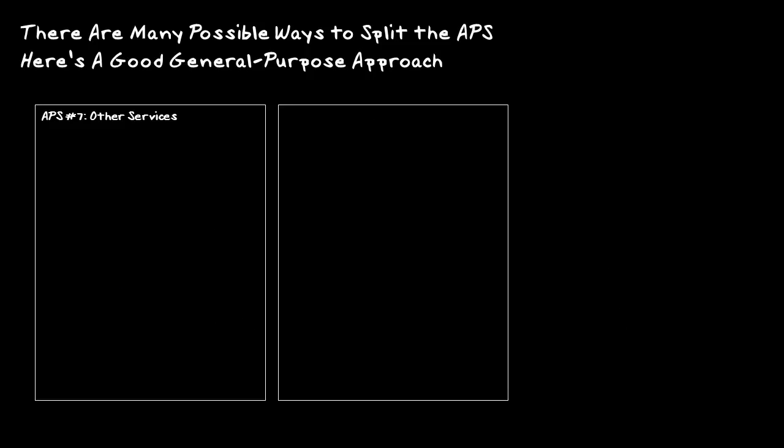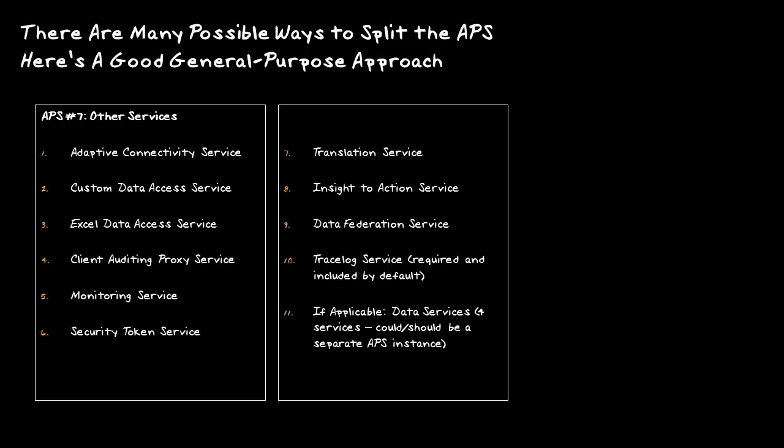And the seventh and final APS instance is for all other APS services. These include tasks like translations, auditing, Excel data access, monitoring, adaptive connectivity, data federation, and a variety of other tasks. The recommended heap size for this APS instance is 2 to 4 gigabytes.